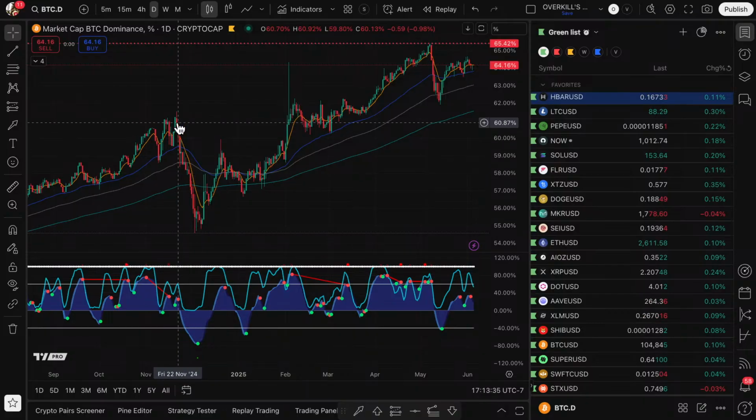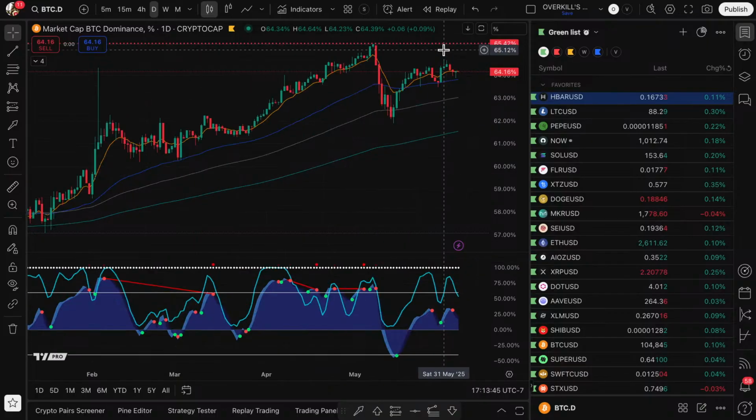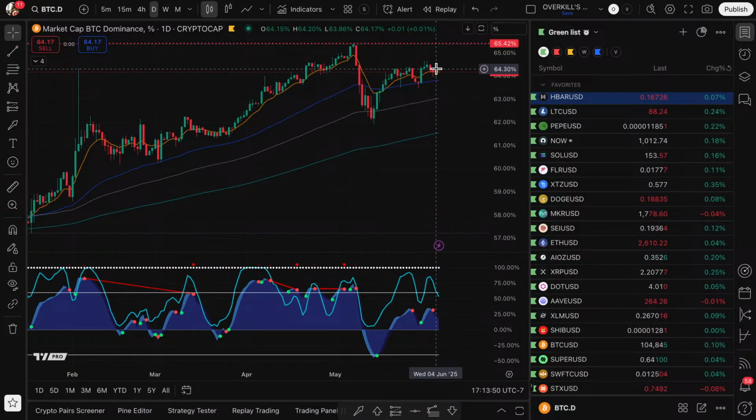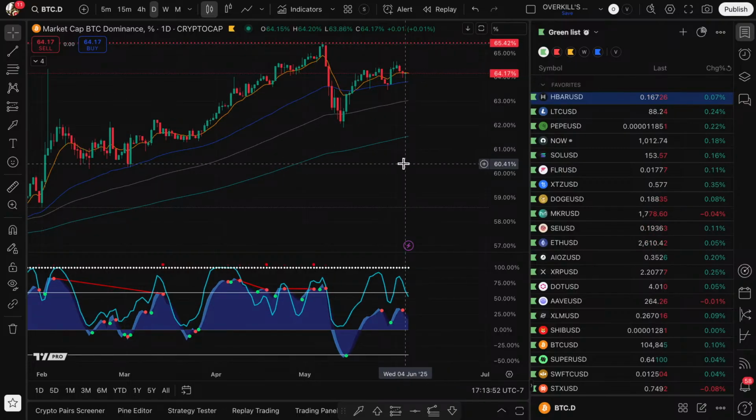Why was it going down? Because people were selling Bitcoin to buy altcoins. So when this goes down, altcoins go up. When this goes up, altcoins go down. And altcoins have been going down since January, because money has been flowing into Bitcoin. But BlackRock is already selling their Bitcoin, it's already confirmed, and buying Ethereum.